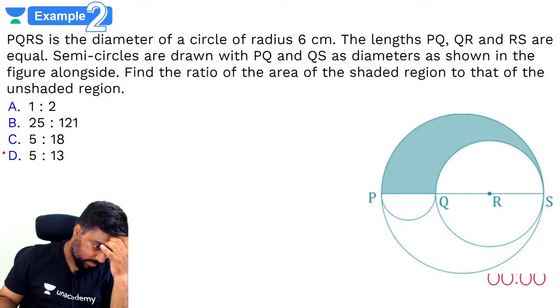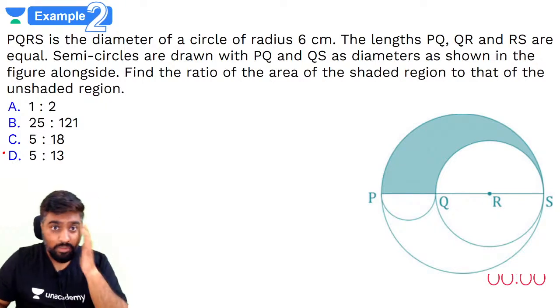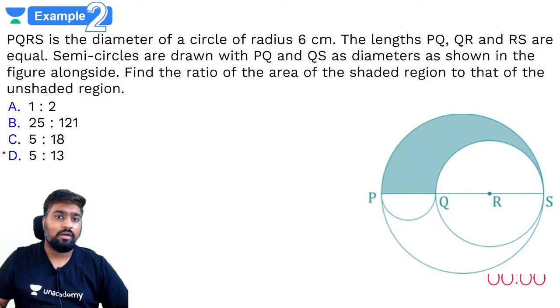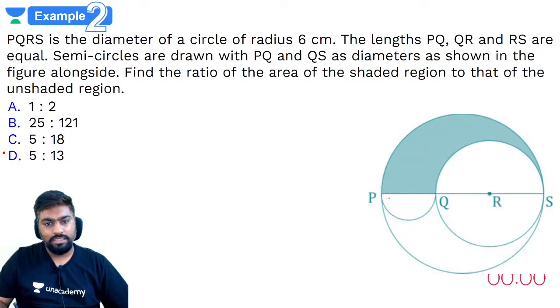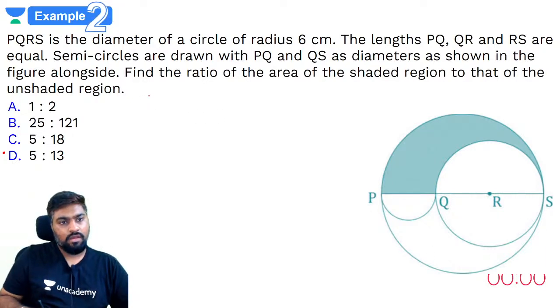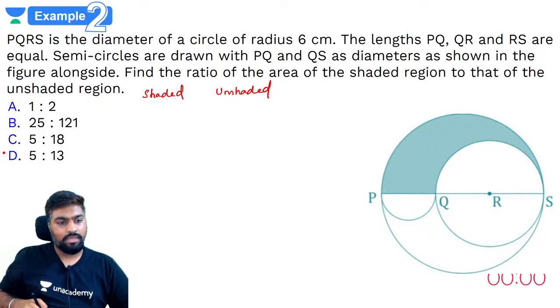Okay, this shouldn't be difficult. What they're asking is the area of shaded to unshaded. What is the unshaded part? The unshaded part is this entire semicircle. Do the shaded separately. Here is unshaded. What all is in unshaded? You have a semicircle.